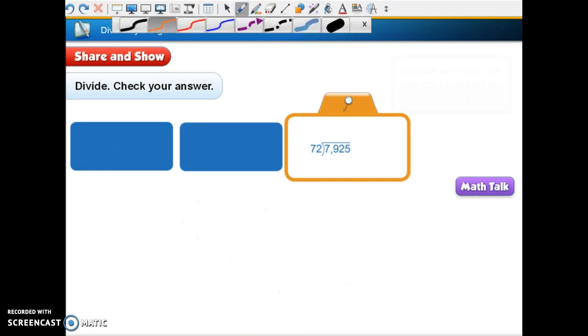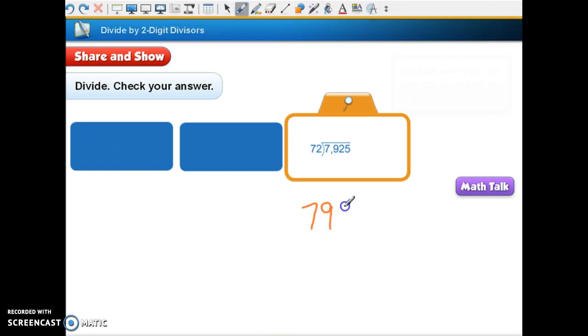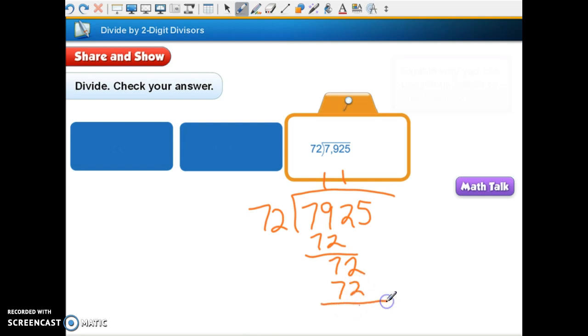Okay, I have about 50 seconds, so we're going to run through this one really quickly so you can see it. 72 into 79 goes 1 time. And that leaves me 72 again. And it goes 1 time. And that leaves me nothing. And if I bring down my 5, I have 5. And 5 cannot be shared among 72 groups. So we're going to put a 0 here, and we're going to have a remainder of 5.